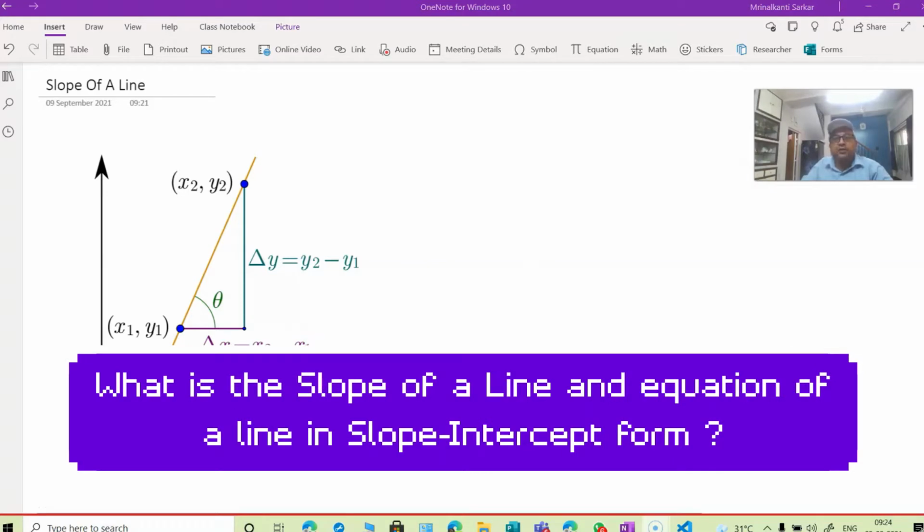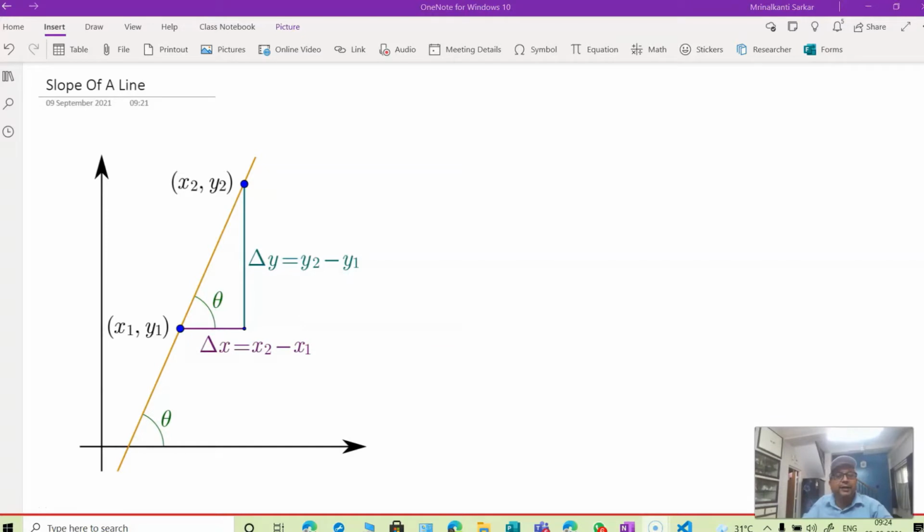So we are going to learn slope of a line now. The tangent of the angle made by a line with the positive direction of the x-axis is known as its slope. If a line is there and suppose it makes an angle theta, then the slope of the line is m is equal to tan theta.